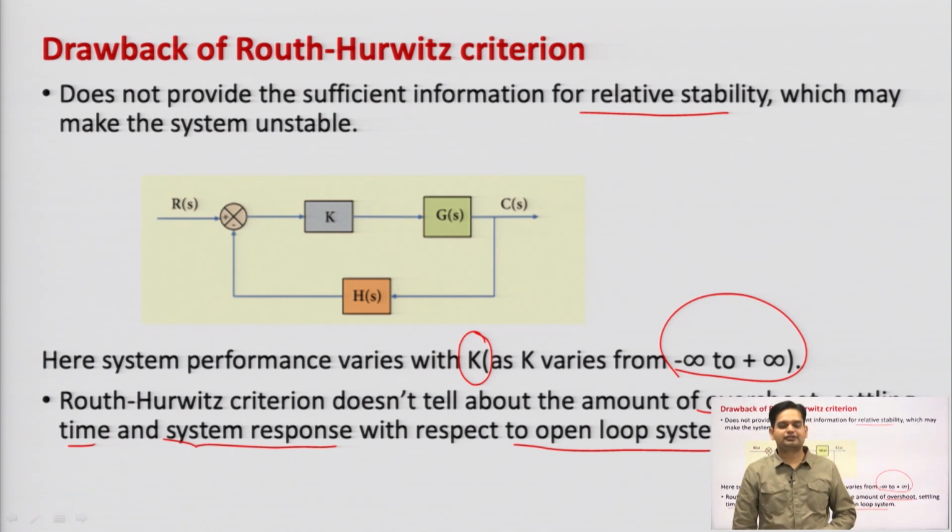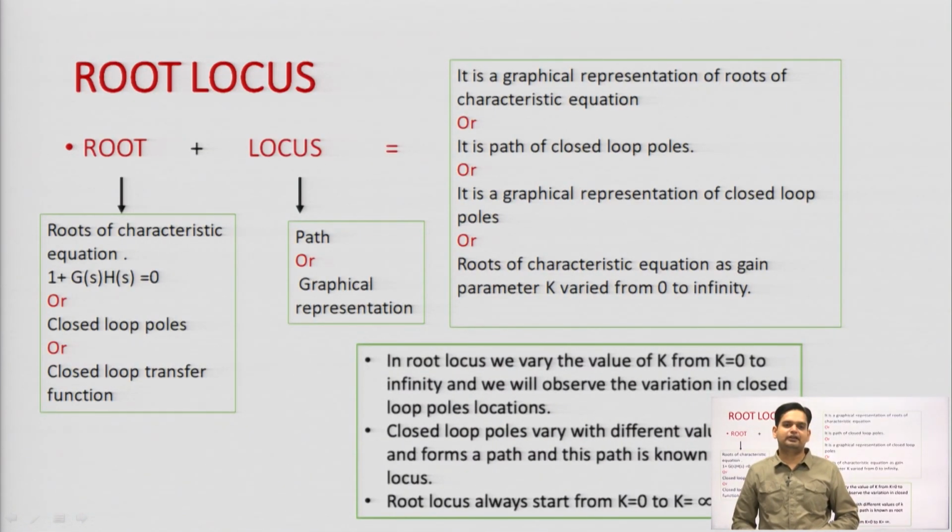So, when we discuss the other criteria, like gain margin and phase margin, then we will come to know the importance of relative stability. So, relative stability can't be explained by the Routh Hurwitz criteria.